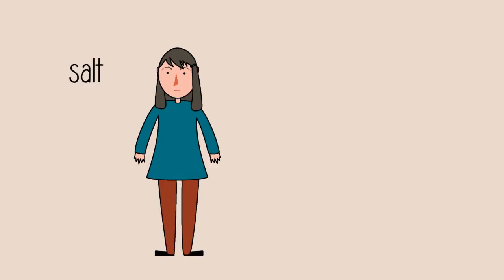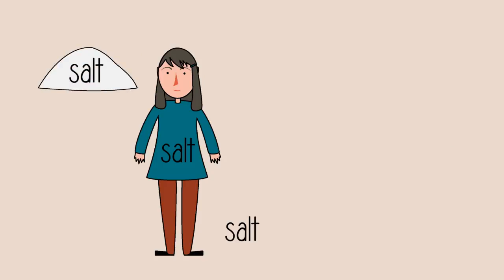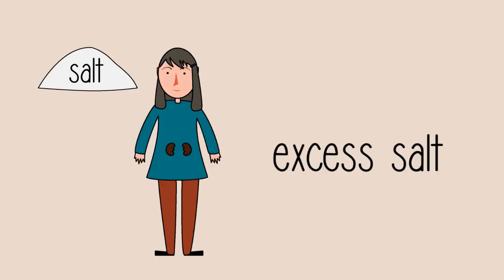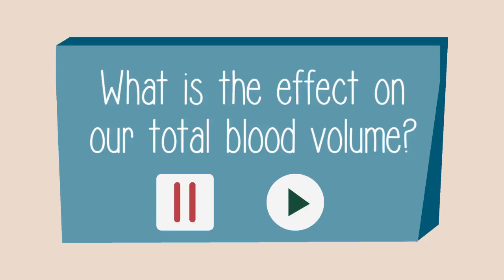When we consume salt, some of it is used for vital bodily processes, and the remaining is excreted through our urine. But when too much is consumed, our kidneys cannot work fast enough to remove this excess salt. This excess salt ends up in our bloodstream, causing water to be drawn out from our blood vessel cells through osmosis. What effect do you think this has on our total blood volume? Pause, think, and continue when ready.